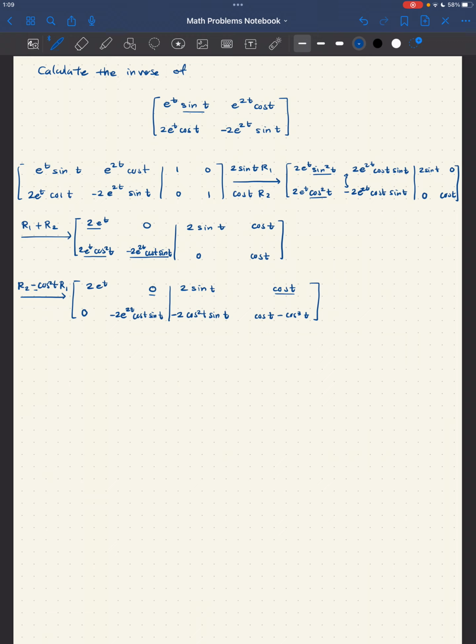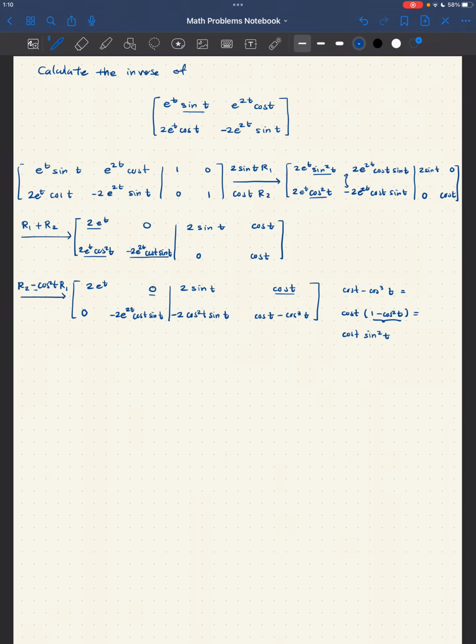Now, I want to identify a few things here. As a side computation, when I have cosine of t minus cosine cubed of t, this is also factorable in this way: cosine of t times 1 minus cosine squared of t. But this one is known. This one is just sine squared. So this is just cosine of t sine squared of t. Okay, just to keep it handy, because the next thing that I'm going to do is the following.